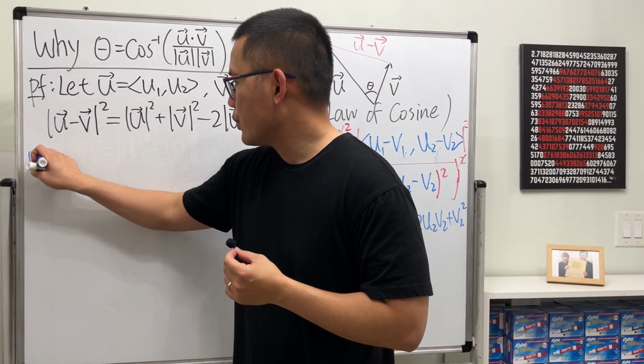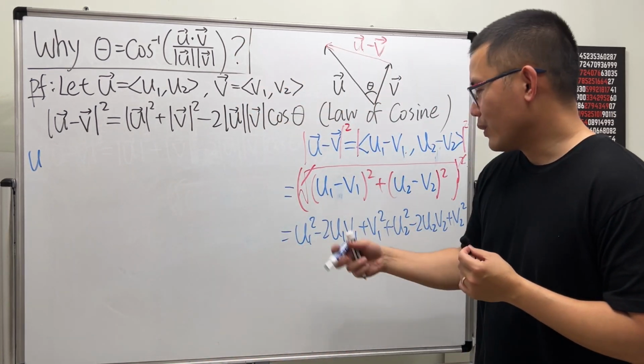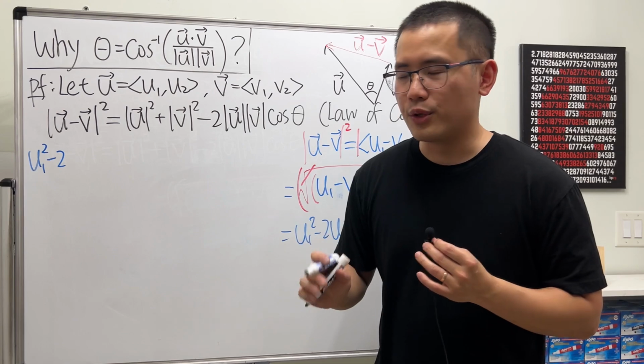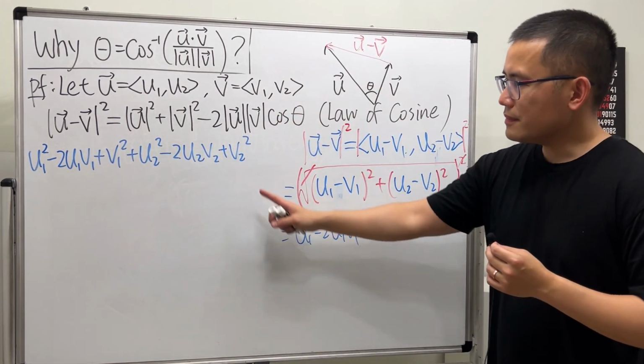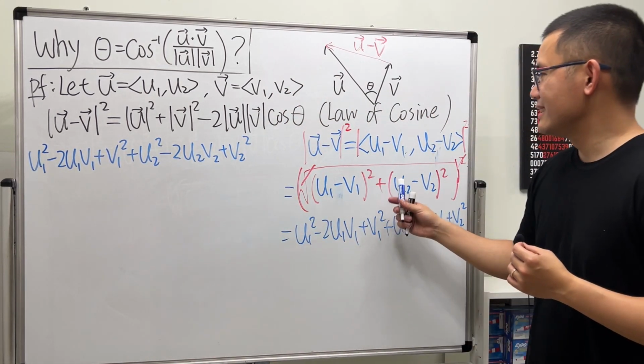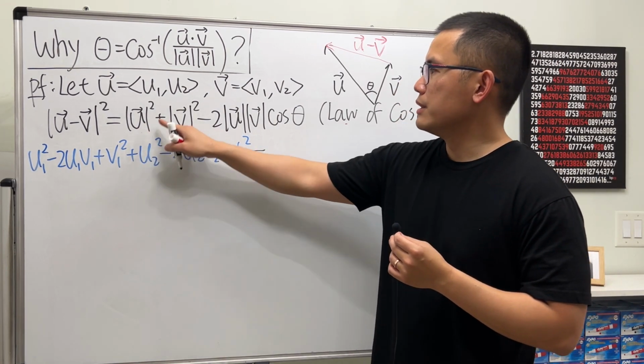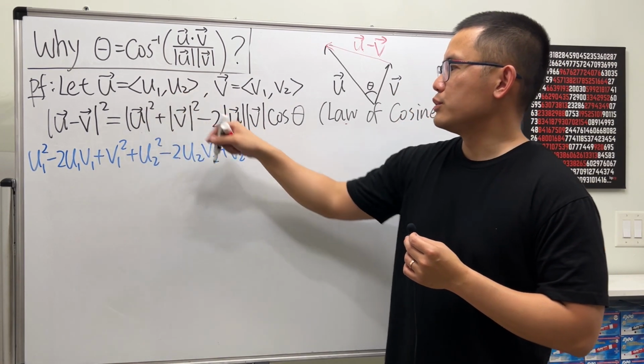So we have u1 square, I'm just going to copy that down. Let's fast forward a little bit. Alright, so this is what we have. Now, for this, all we have to do is u1 square plus u2 square.